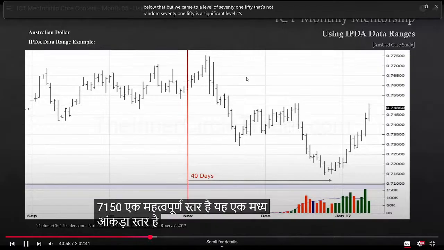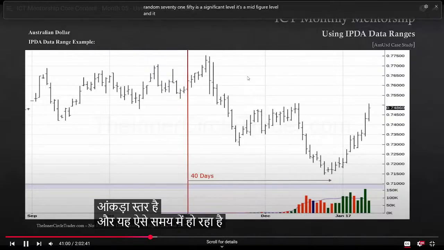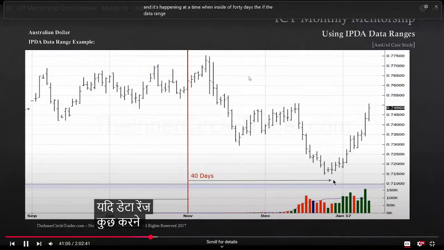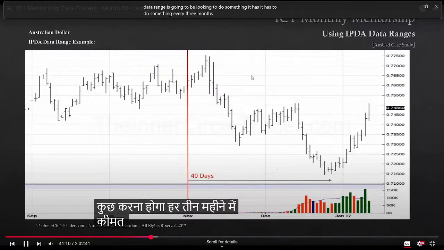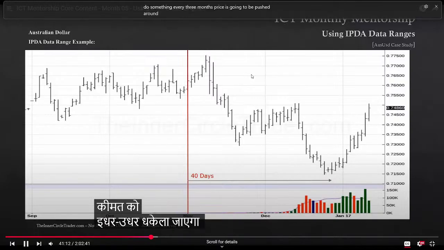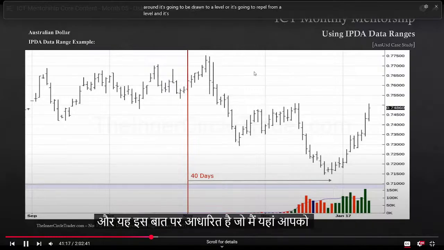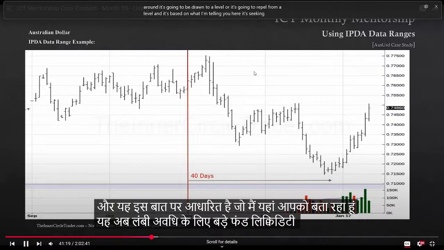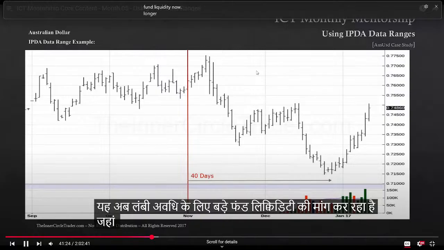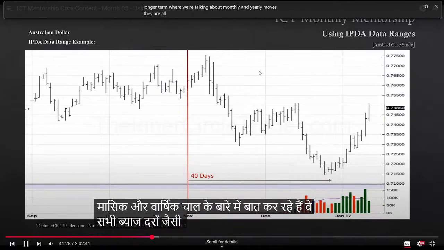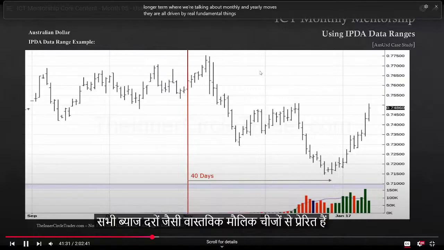It's a mid-figure level, and it's happening at a time when, inside of 40 days, the IPDA data range is going to be looking to do something. It has to do something. Every 3 months, price is going to be pushed around. It's going to be drawn to a level, or it's going to repel from a level. And it's based on what I'm telling you here. It's seeking large fund liquidity. Now, longer term, where we're talking about monthly and yearly moves, they are all driven by real fundamental things like interest rates.